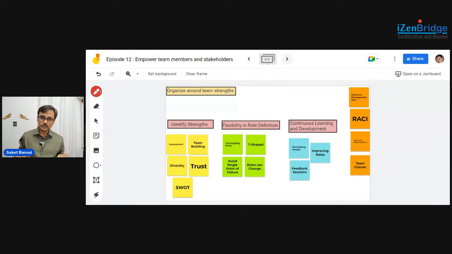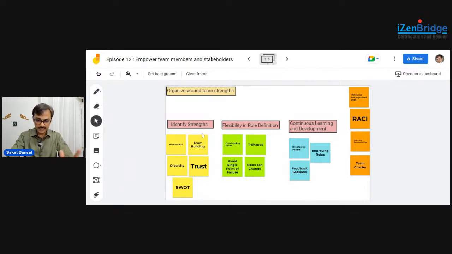I need to make the best use of their capability. I need to ensure that they collaborate with each other and support each other so that as a team they win. That's the idea. Now, how do I do that? In order to organize around team strength, I need to first identify the strength.